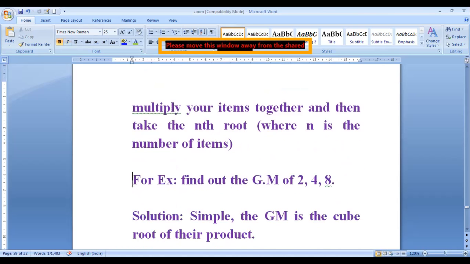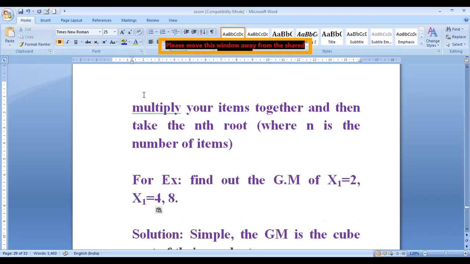For example, find out the geometric mean of 2, 4, 8. These are the values of x1, x2, x3. Sometimes they will give it like this, or sometimes like this also. Sometimes they will ask like this: find out the geometric mean of x1, x2, x3 values.